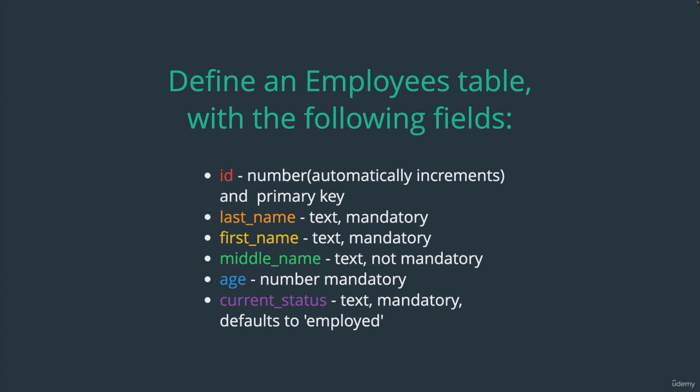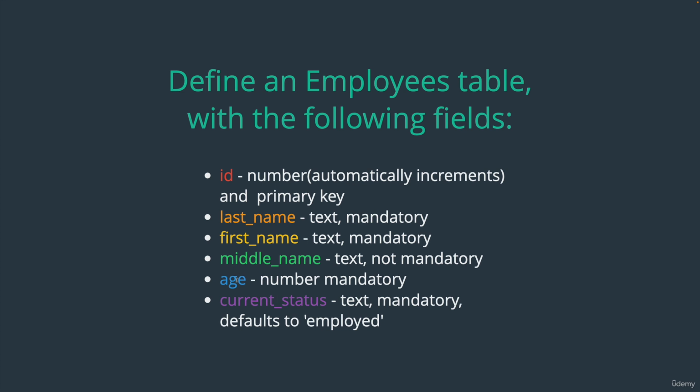Last name, first name, and middle name are all text, but last name and first name are mandatory, they're required, and middle name is not required. Not everybody has a middle name. Additionally, all these text columns that you see here, I didn't specify a size, but let's just say 100 characters for last name, first name, middle name, and current status.